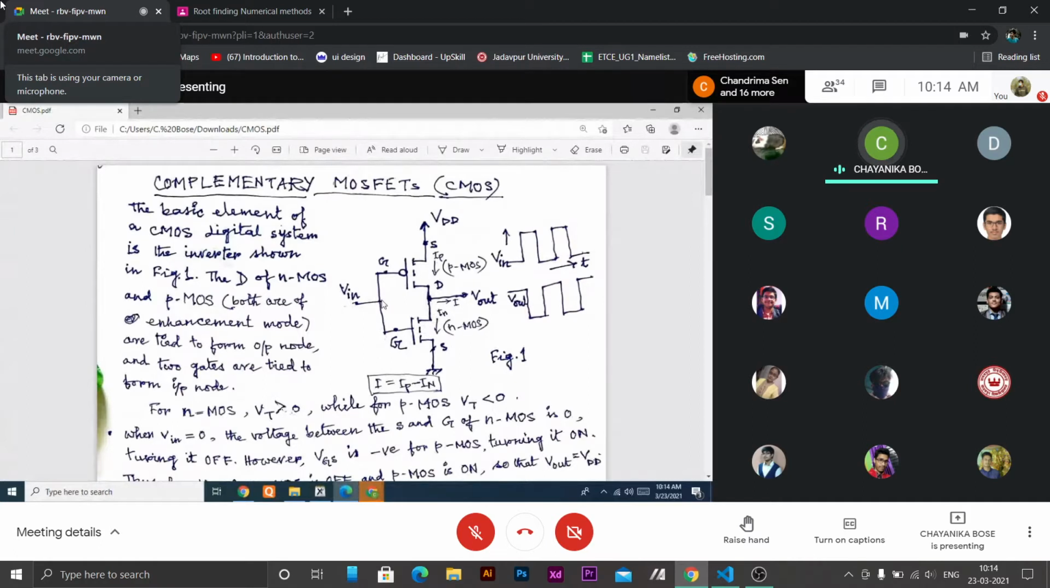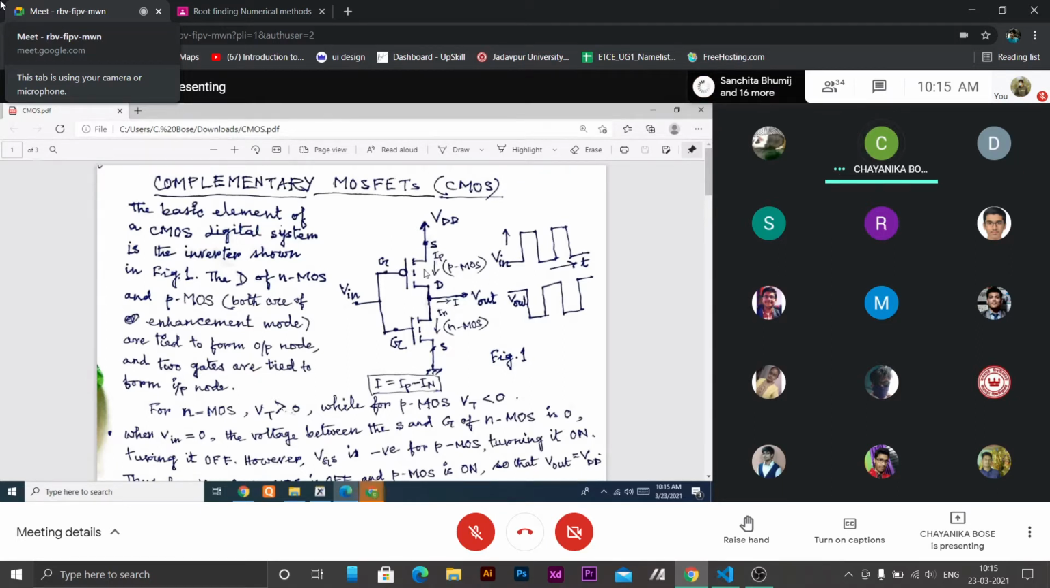Whereas for the same 0 potential applied at gate, we see that the gate terminal gets lower potential with respect to source connected to supply voltage. So VGS is now negative. So the positive charge, holes, will be induced and the channel will be formed here. So it will conduct. The switch is now on, current will pass.